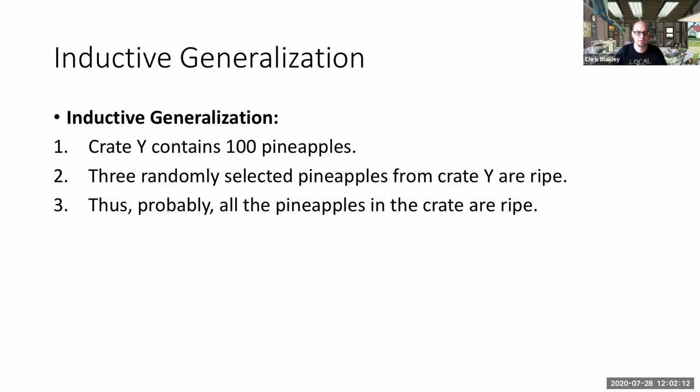But here's another version. Crate Y contains 100 pineapples. We select 3 of those, and they're ripe. But the conclusion is, thus, all or most of the pineapples in that crate are ripe, but that's a very small sample. So here we would worry about a weak argument or even a hasty generalization fallacy. So in the first example, where we selected 3 out of 5, we have a strong cogent argument. In the second example, where we only have 3 of 100, we have a weak inductive generalization.